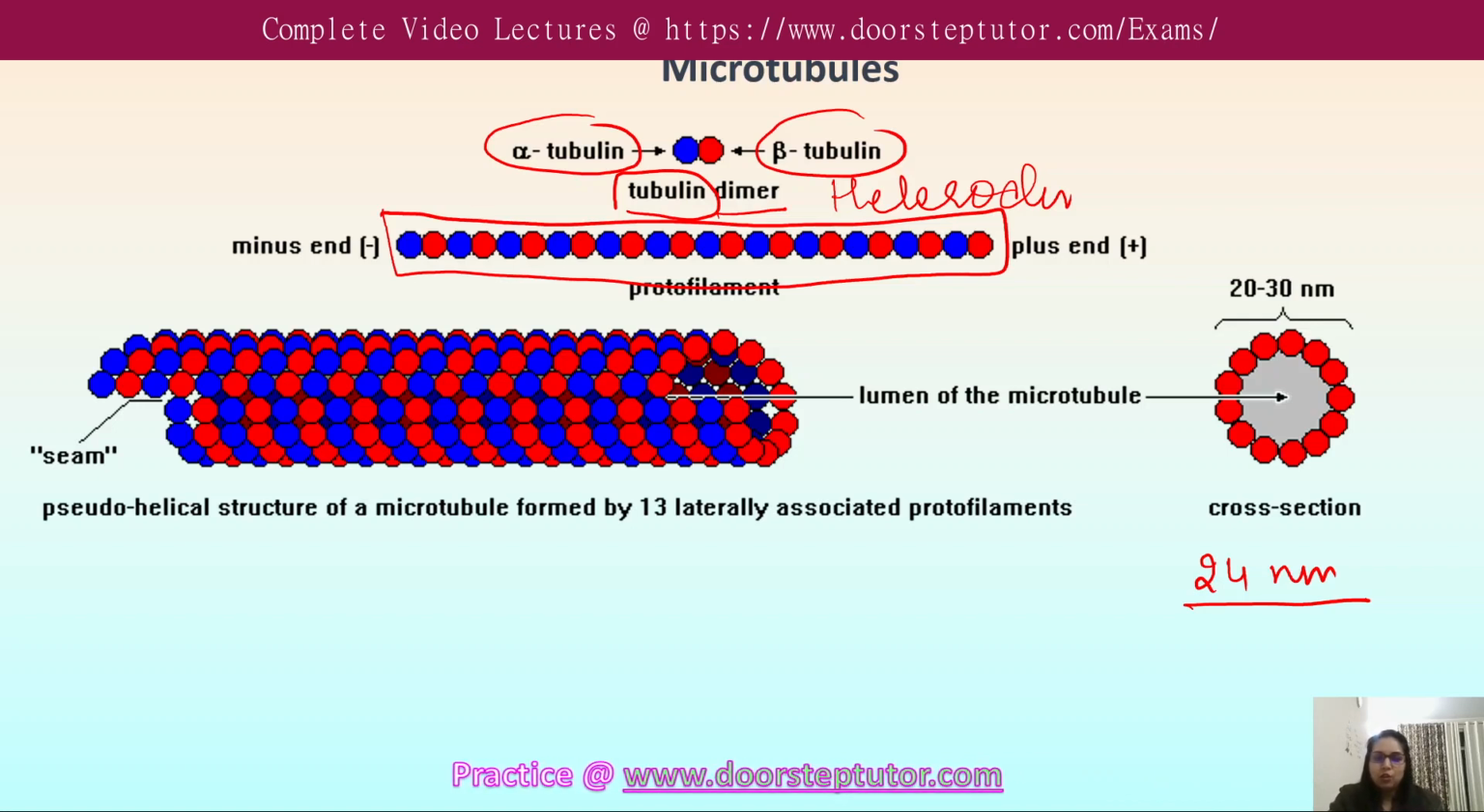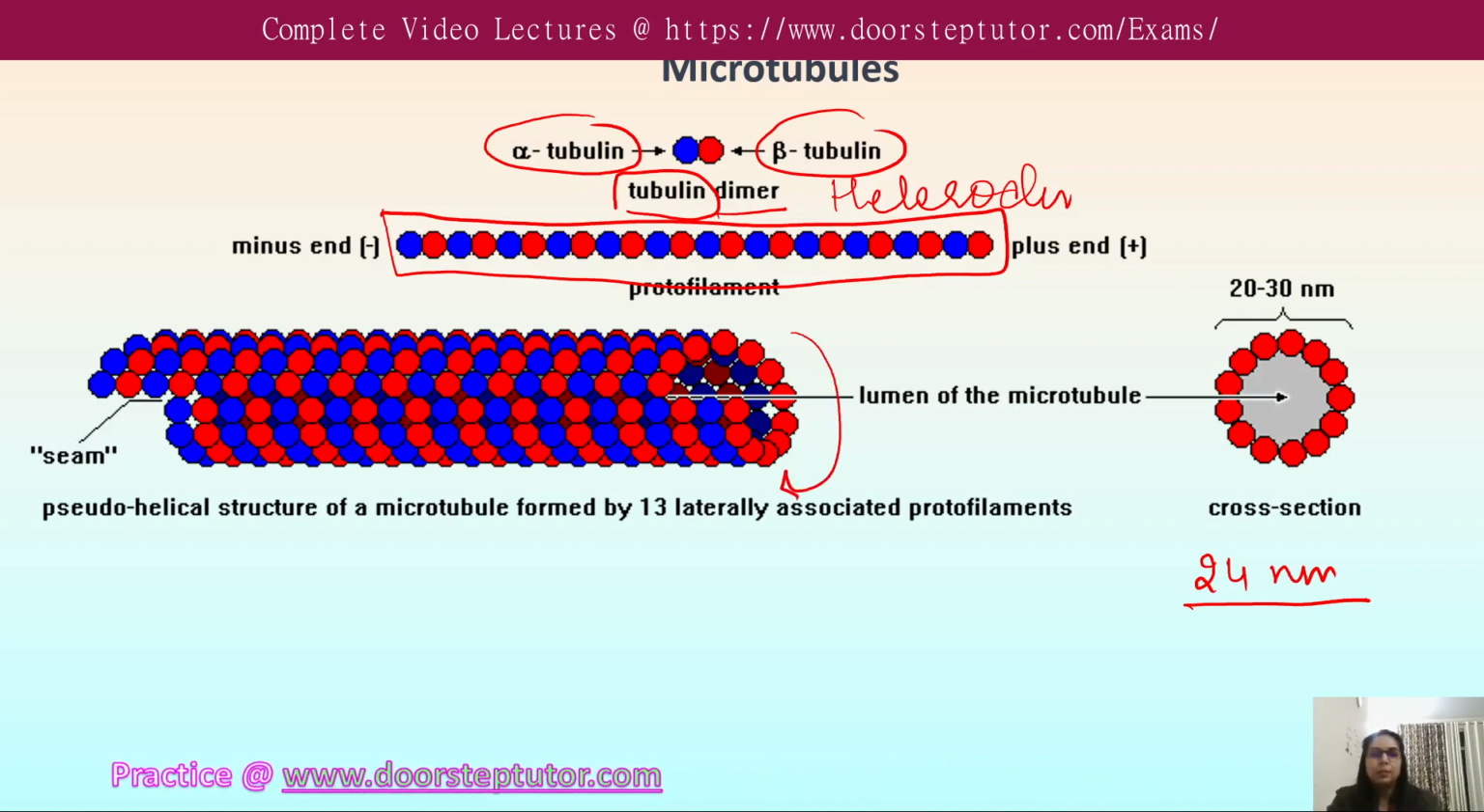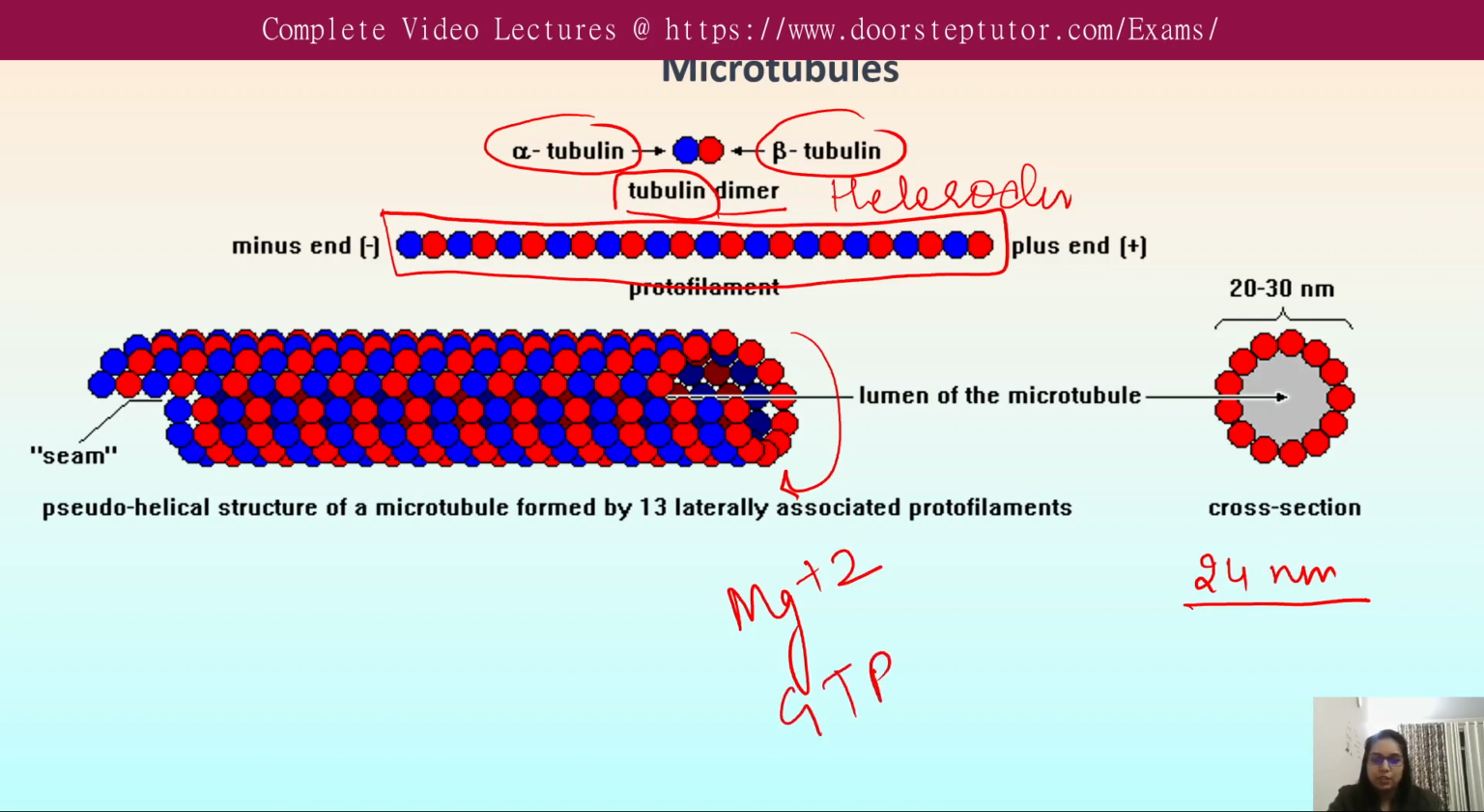They are not always in the cylindrical form, but they can resume the cylindrical shape with the help of magnesium and also with the help of GTP. So microtubules are very microscopic, hollow tubes made up of alpha tubulin as well as beta tubulin, and they form part of the cell skeleton, and these are the largest cytoskeleton present in the cell.